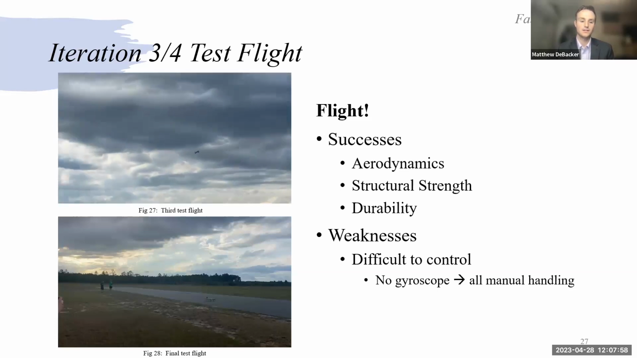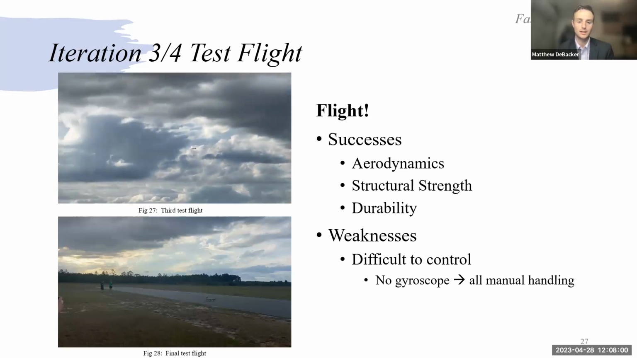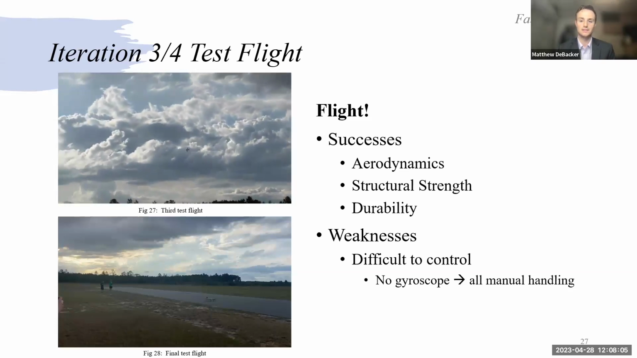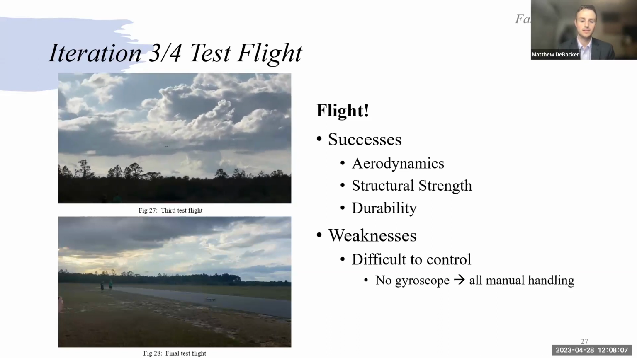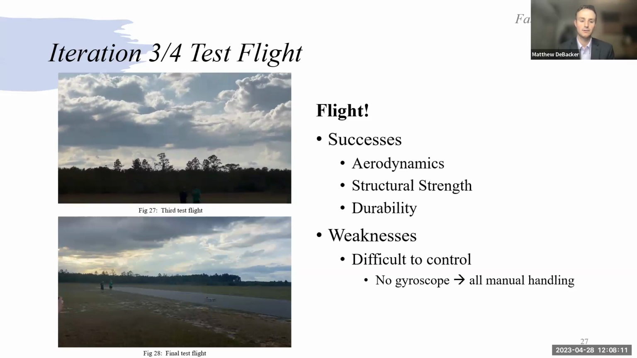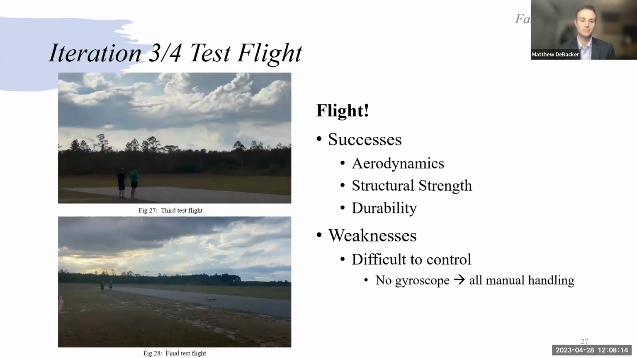As you can see in the video, as the plane was coming in for a landing, a gust of wind rolled the plane into the ground during the landing attempt. And this is one of the weaknesses of the flights: with no gyro to automatically control the plane, the high winds made it difficult to manually control.